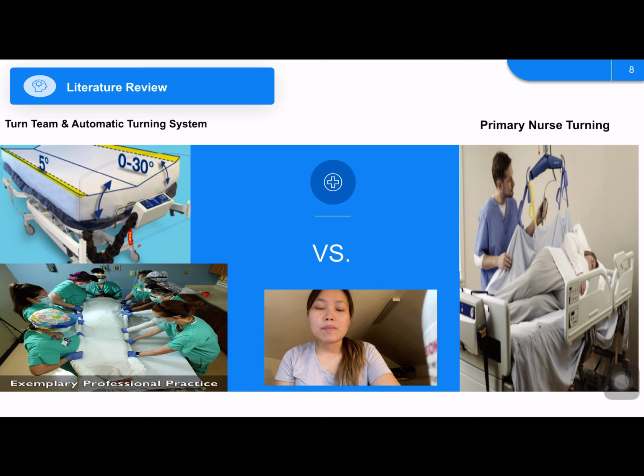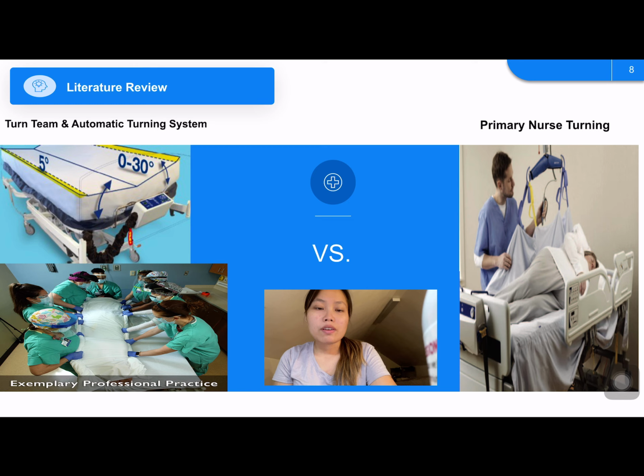So basically, because the turn team gets involved in turning the patient every 1 or 2 hours, even if the shift gets busy and crazy, and even though the primary nurse doesn't have time to turn the patient, because the turn team does that job, the turning tasks are completed no matter what. And the primary nurse will have more time to focus on other tasks, while the turn team helps to turn a patient based on a schedule.